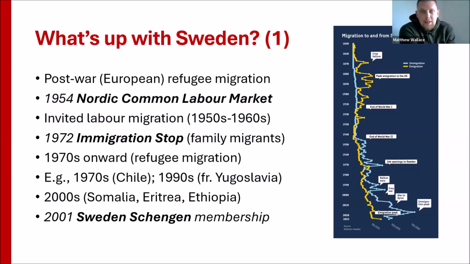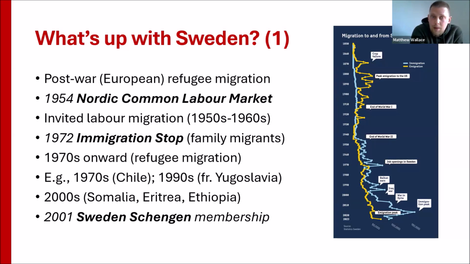Alongside that, in the 50s and 60s, there was invited labour migration from countries like Greece and Turkey and former Yugoslavia. And that's really interesting because Sweden set itself apart at that point. A lot of other European countries had guest workers, but assumed or maintained that those guest workers would return to their countries of origin. Sweden set itself apart and assumed that those labour migrants or guest workers would stay and integrate into Swedish society.